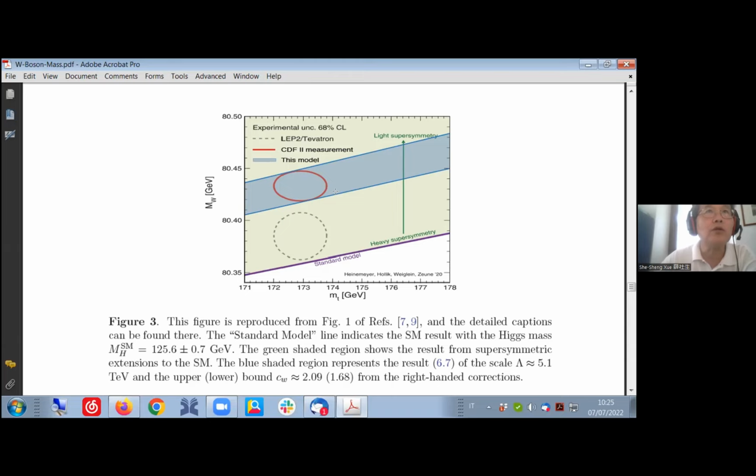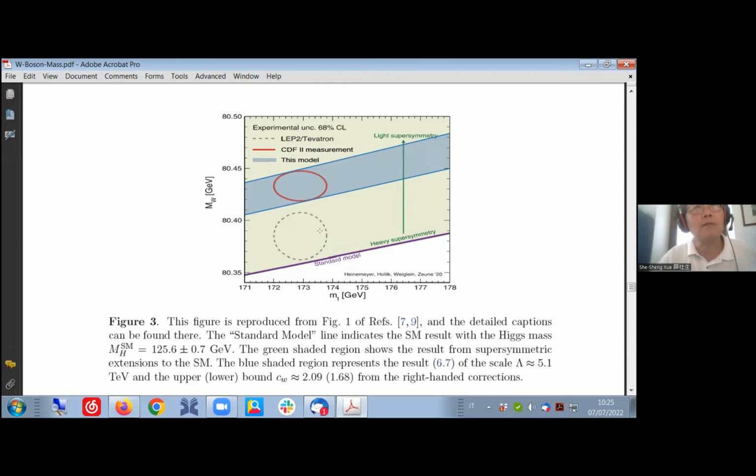But this year, this new measurement, this red circle, comes in with a very small uncertainty. It is a very precise measurement. This red circle and the standard model are well beyond 7 sigma apart. So it's clearly out of the standard model, which is why we are very sure the standard model is not a complete theory. There is something beyond the standard model, and this something contributes to the W boson mass. Today it has been measured very precisely, while the standard model calculation has been refined for the past 30 or 40 years.